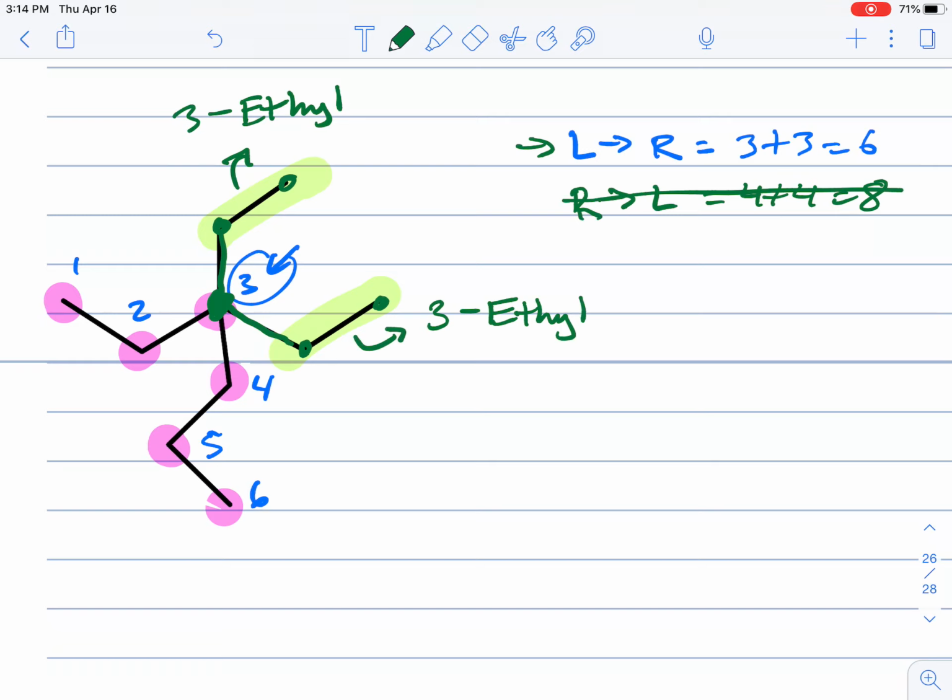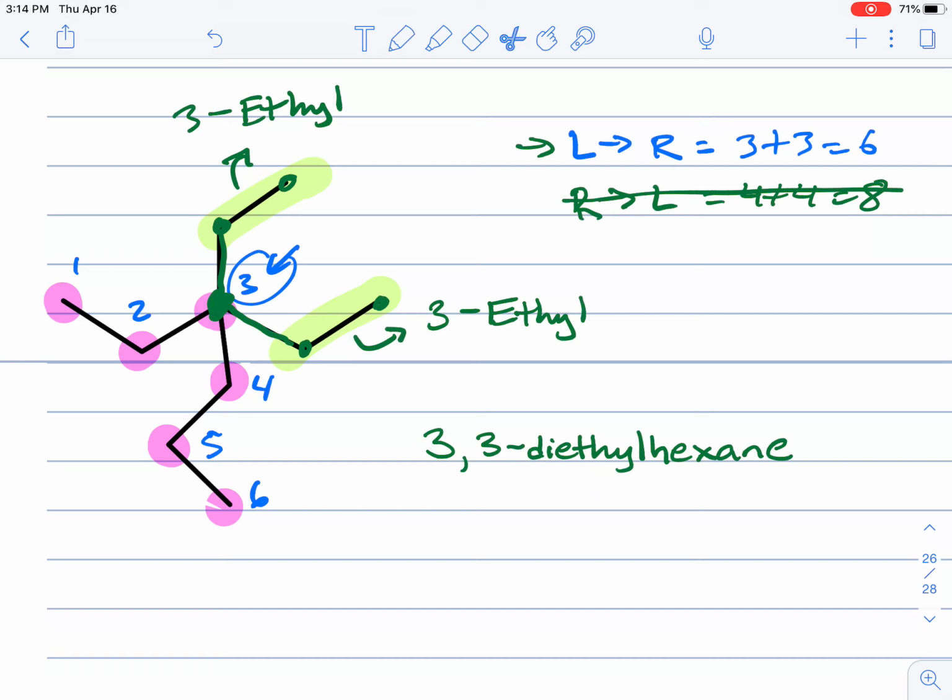Okay. And now that I've named all of my substituents, I'm going to go ahead and put everything together. Since I have 2 of the same ethyls, I'm just going to go ahead and write 3,3-diethyl. And then I have hexane as my parent chain. And I'm done.